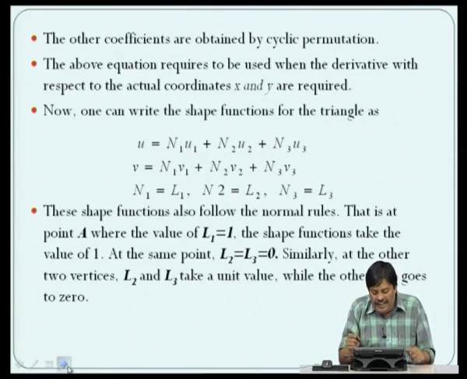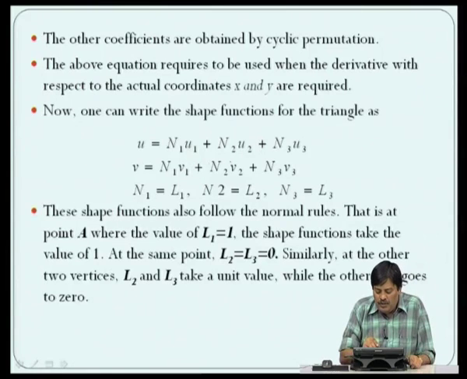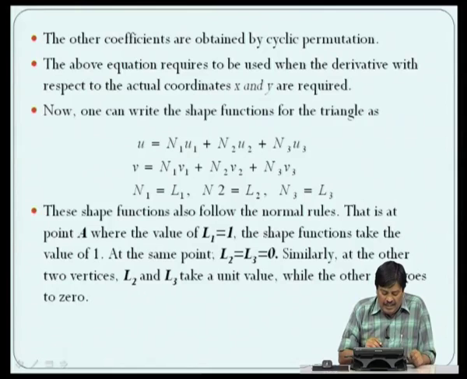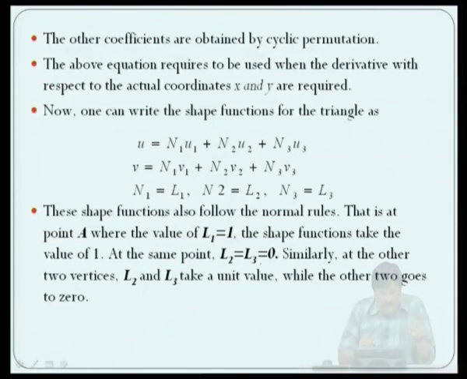Now we can write the shape functions for the triangle as u equal to N1 u1 plus N2 u2 plus N3 u3, where N1, N2 and N3 are nothing but your area coordinates L1, L2 and L3. Here these shape functions also follow the normal rules, that is, L1 takes a value of 1 at node 1 and 0 elsewhere, and L2 and L3 are 0 at node 1.